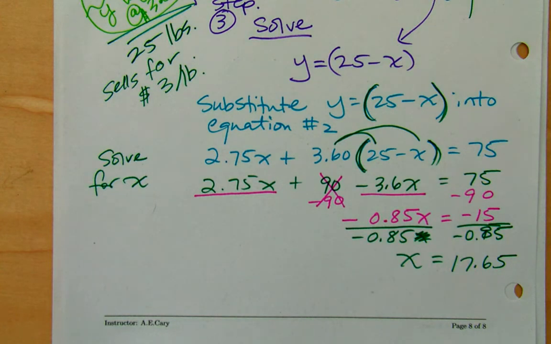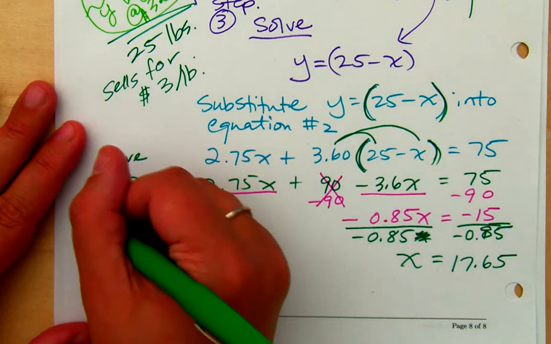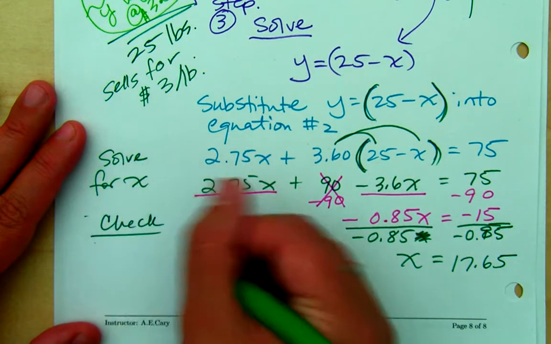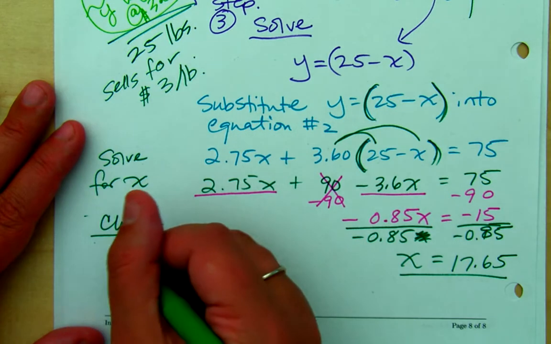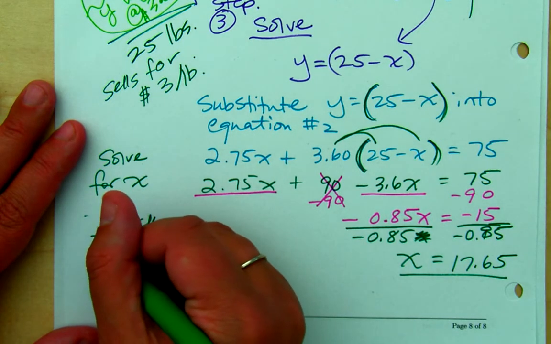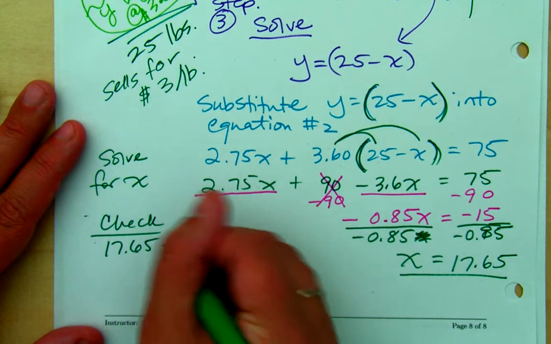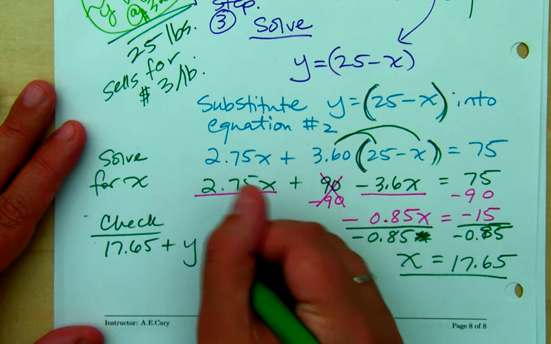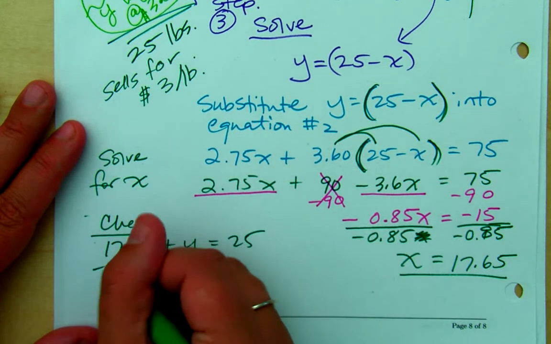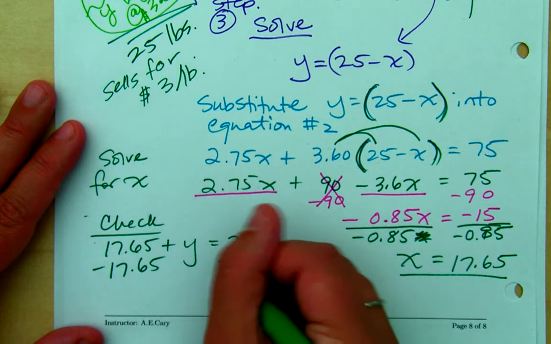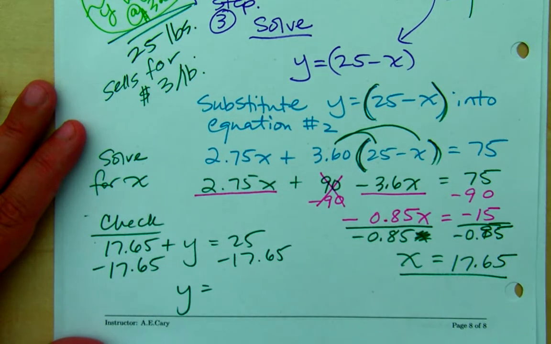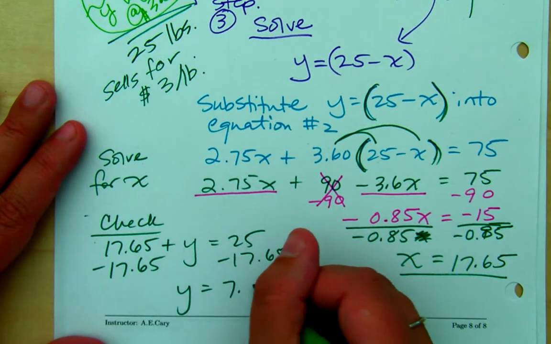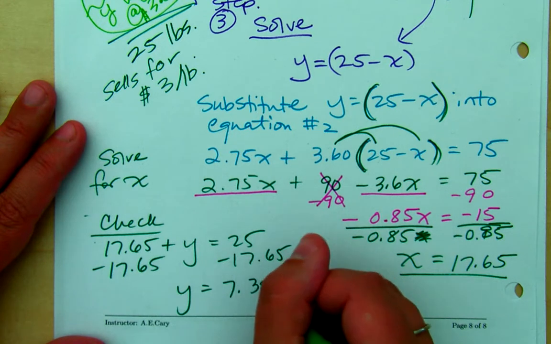And then if we just go ahead, so now we need our checks. This is how many dried beans, and then we'll have 17.65 plus y equals 25 to figure out how many vegetables, right? So how many vegetables? 7 point what? 35. Okay.